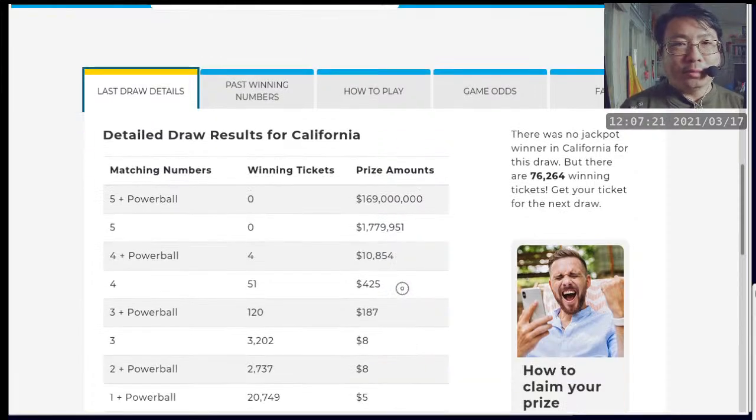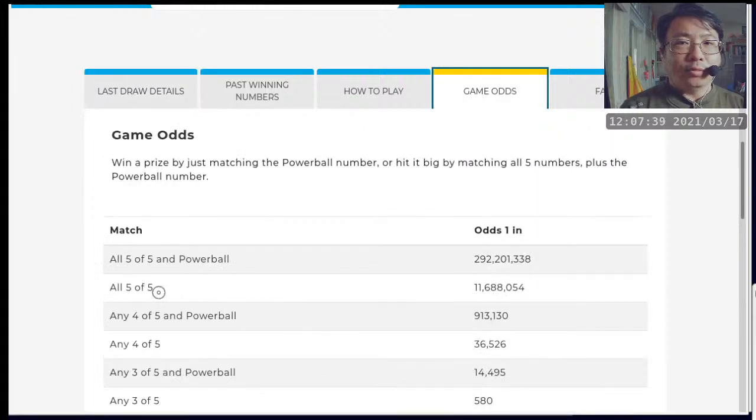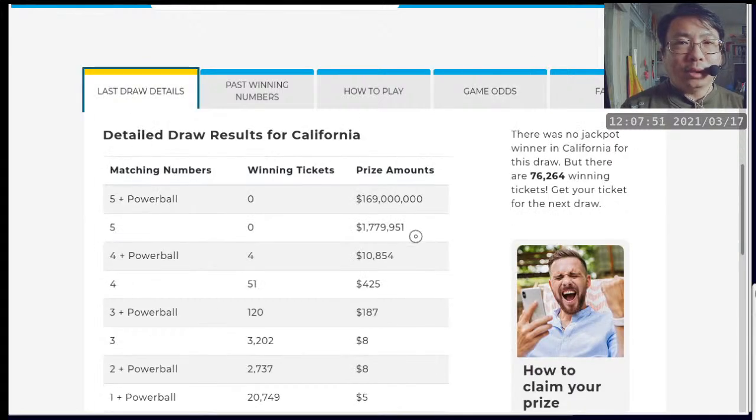Now, you can also argue that I can win the lesser prizes. Look at this one over here. Okay, it's $1,000,000 and $779,951. But then you also have to look at the chances of winning this particular prize. You go to game odds, and if you want to match all of the lucky numbers and not the Powerball, the odds are 11 million or close to 12 million to 1, but the prize money is only 1 point something million, close to 2 million. So once again, it's against you, because the chances of winning this prize are so low that it's not worth it to buy a lotto ticket.